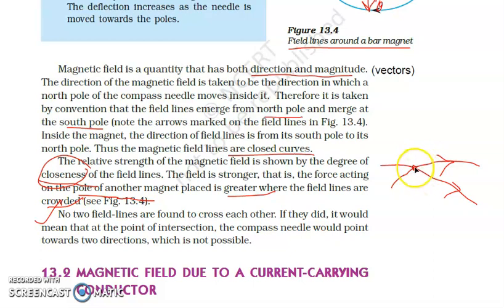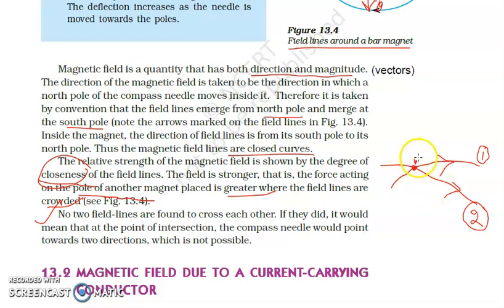It means that when a bar magnet is placed at this point, this field line suggests that this bar magnet will be moving along this direction, that is direction number 1. But if we place the similar bar magnet at this point of intersection, this field line, that is field line number 2, is suggesting that the magnetic needle would be moving along this direction.